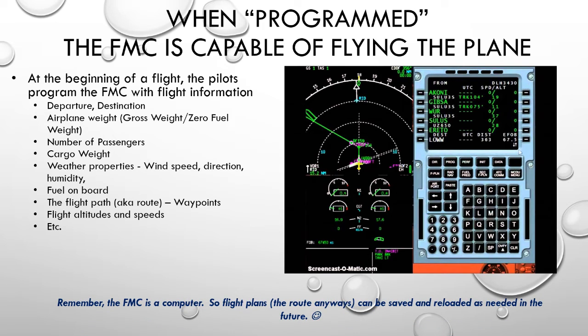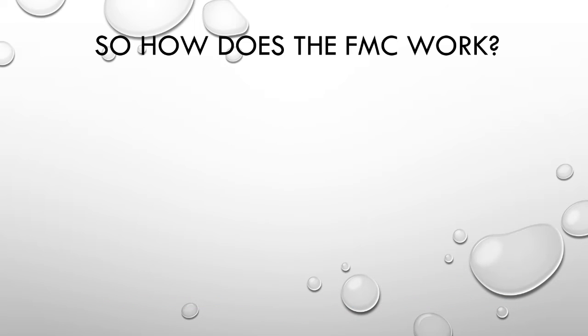Now remember, the FMC is a computer, and if you've ever taken basic computer courses in high school or college, you know that you can save stuff off. Well, one of the cool things with the flight management computer is you can actually save the route. And if you're an airline and you fly the same route over and over, you just save the route, and whenever you have to fly it over, you just pull it up. And it makes programming the flight management computer a lot easier. So how does it work?